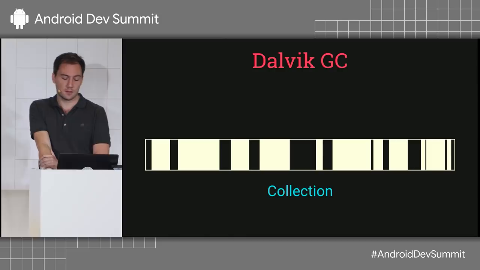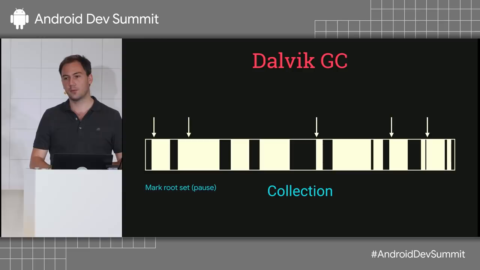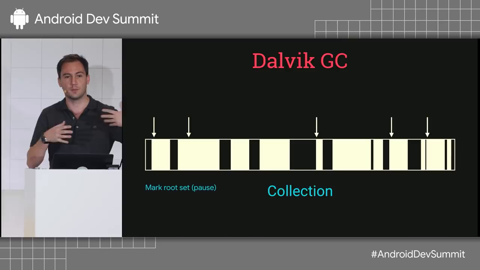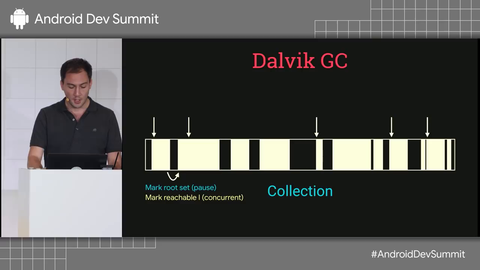So there's four phases. The first one, Dalvik has to pause all the threads in your application to find the root set. Root sets are typically local variables, threads, static variables. They're just the roots of all the allocations that can be reached in your application. That takes a bit of time, and during that time, your application cannot do anything. The second phase is concurrent. Your app is running again.